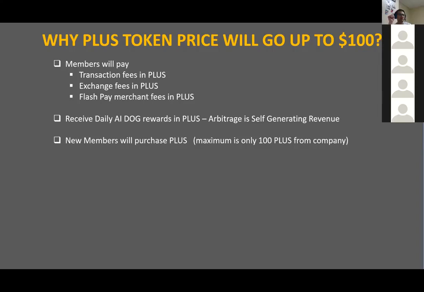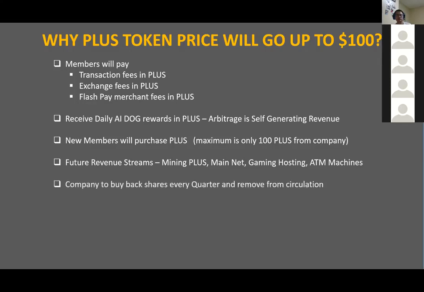New members are limited. Sorry, I shouldn't even say new members. It's actually all members are limited to buying only 100 Plus coins from the company. If they want more, what do they have to do? Well, they have to wait over time as their AI dog earns them more Plus coins, or they choose to build a team and share it with others, and then they earn more Plus coin. The future revenue streams, the mining, the mainnet, the gaming hosting, and the ATM machines, those will all revolve around the Plus token.